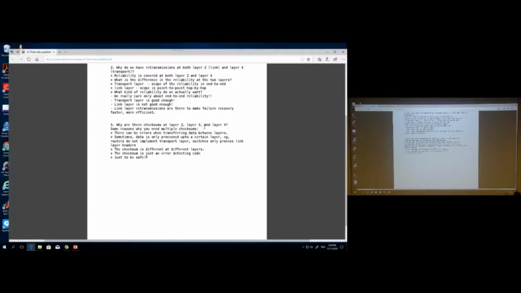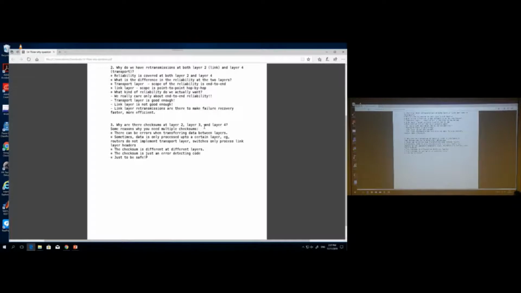between layers. Sometimes, as you know, in a router, for example, data is only processed up to the network layer. So if you just leave the checksum at the transport layer, then the intermediate routers won't be able to access it. Some of the other ideas I had: the checksum is different at different layers, so it's actually checking different parts of the payload.